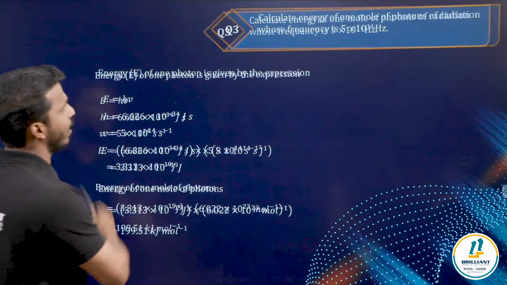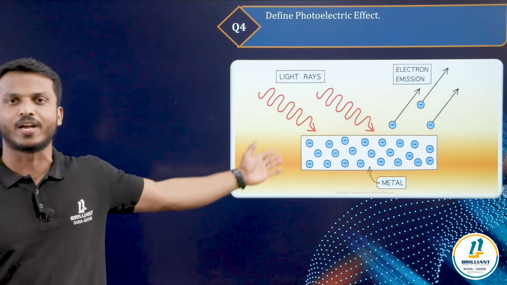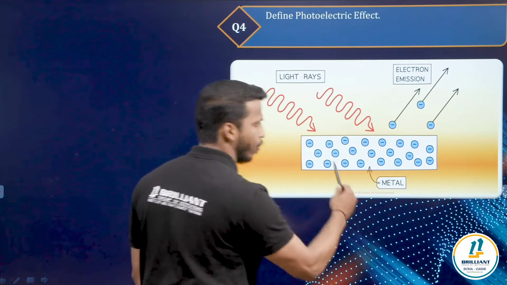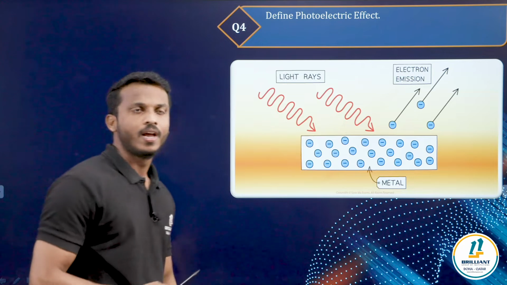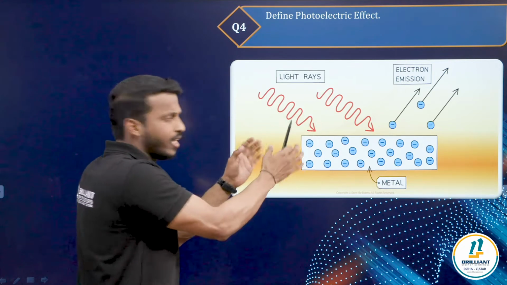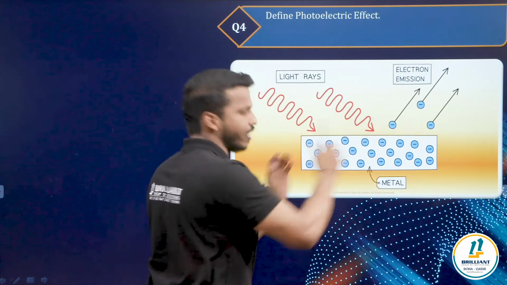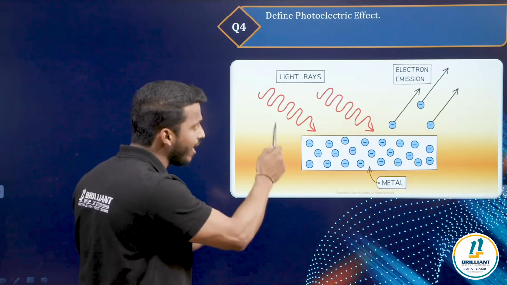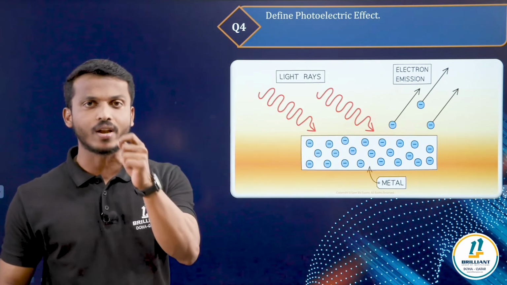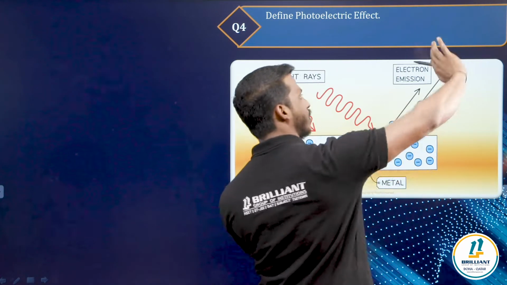Okay, let's go to question number 4. Define photoelectric effect. What do you mean by photoelectric effect, dear all? This is the photoelectric effect. Can you see, dear all, this is a metal surface. Metals contain so many electrons. There is a radiation with a sufficient amount of energy falling on the metal surface. Then what happens? When a radiation with a sufficient amount of energy falls on the metal surface, there is an ejection of electrons. The electrons from the metal can be ejected.